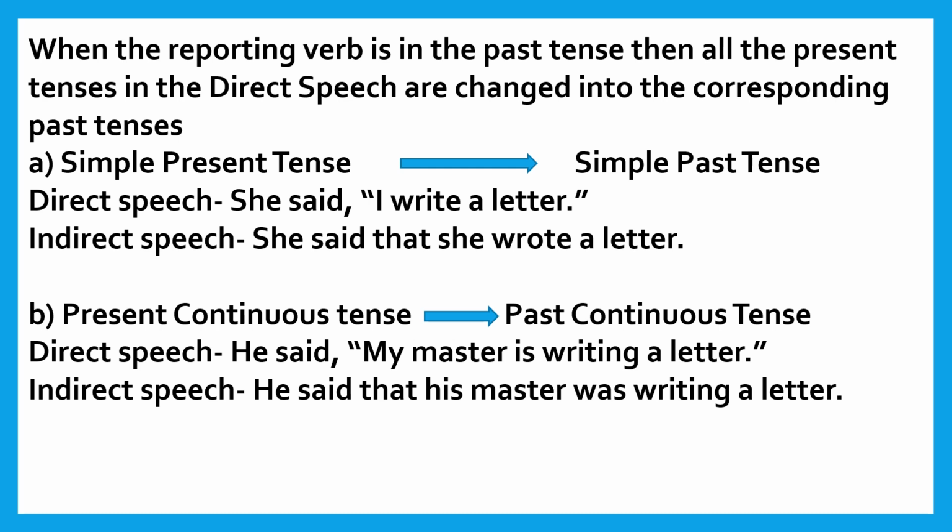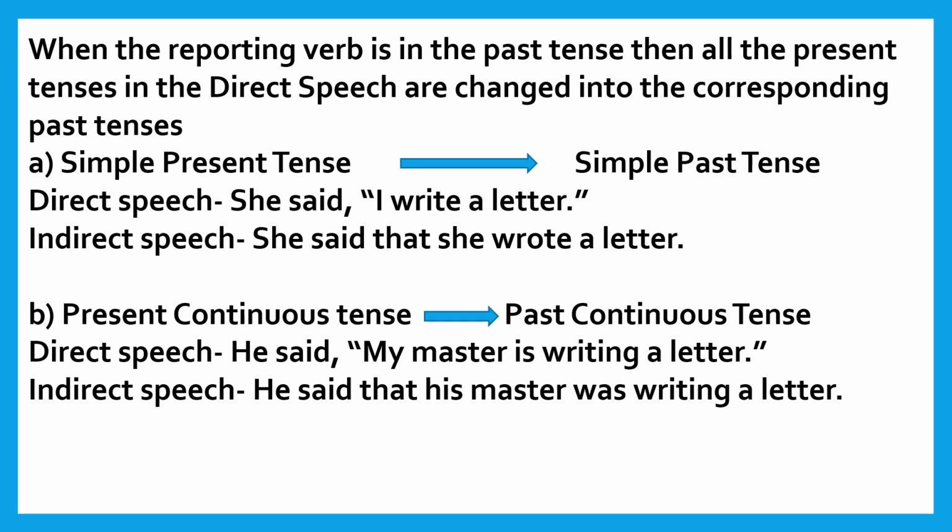The simple present tense becomes simple past tense. For example, in the direct speech, she said, "I write a letter." In this sentence, the verb write is in the simple present tense. But when we convert it into indirect speech, the verb will change to a simple past tense. She said that she wrote a letter.